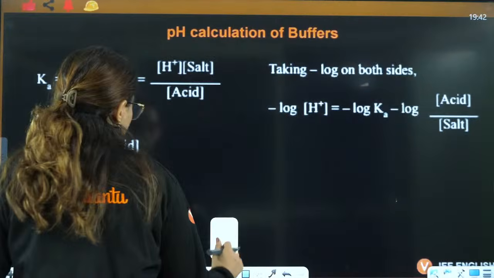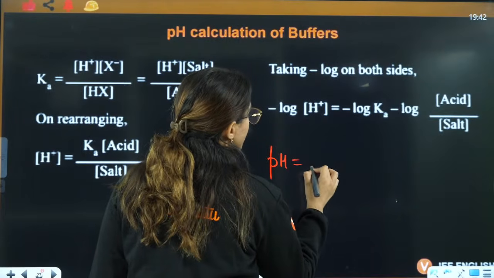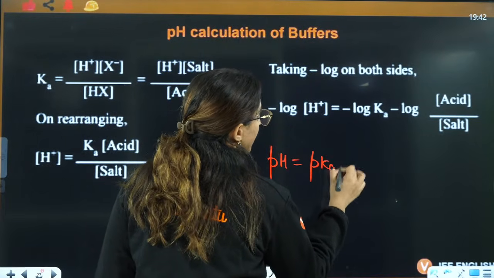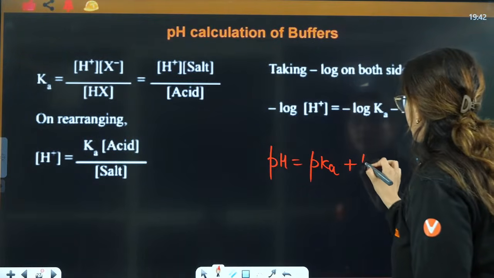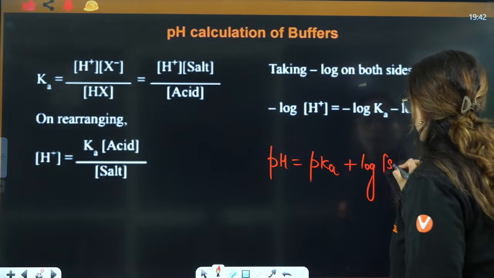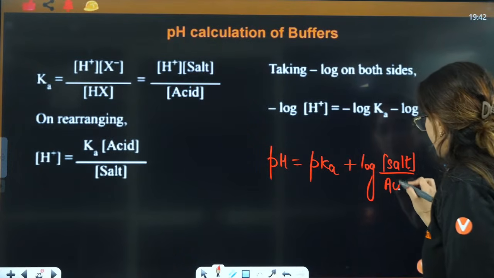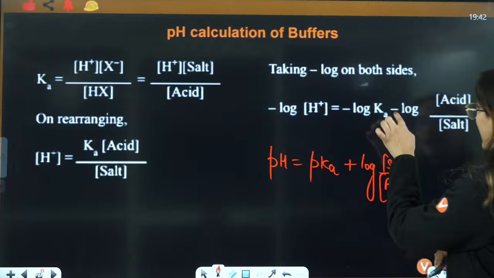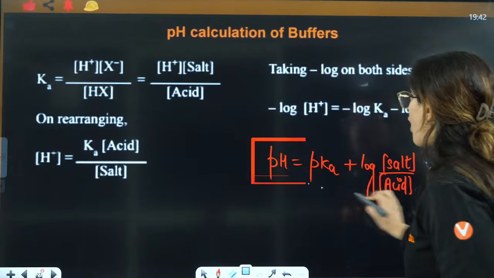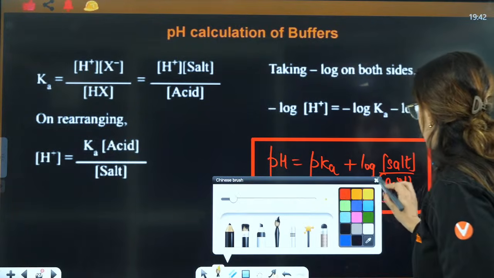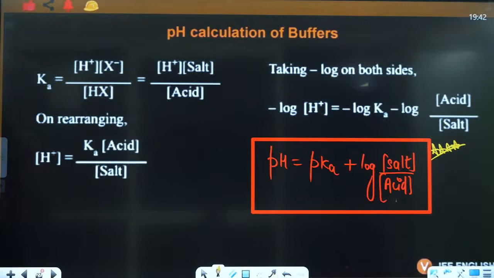Now if you see what it is becoming, this is nothing but pH equals pKa plus log of salt by acid, because when you reverse it, the minus becomes plus. This is going to be the formula for acidic buffer.